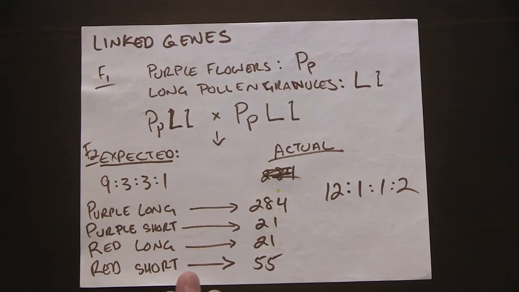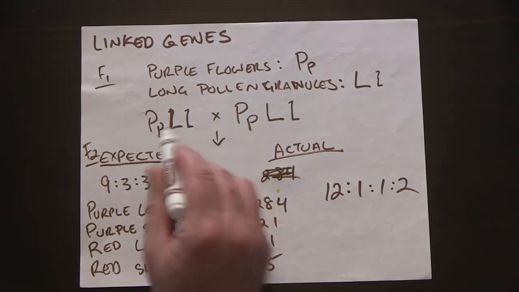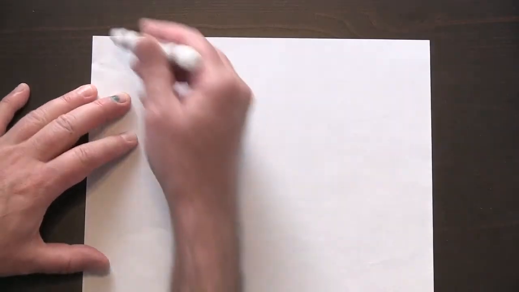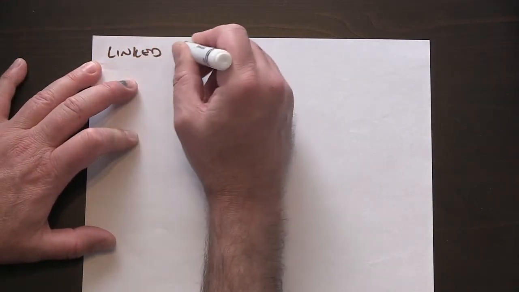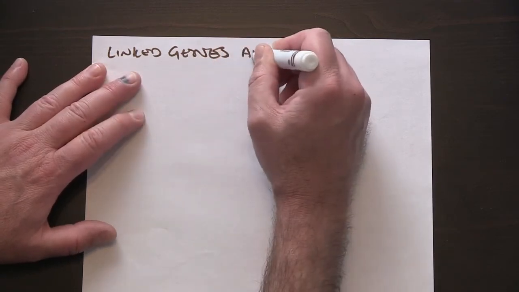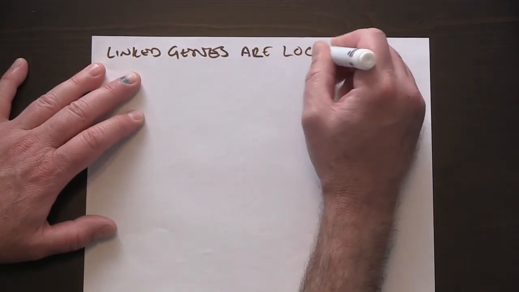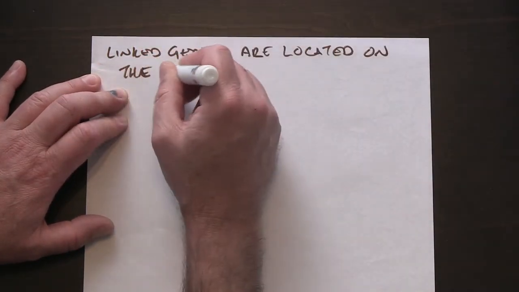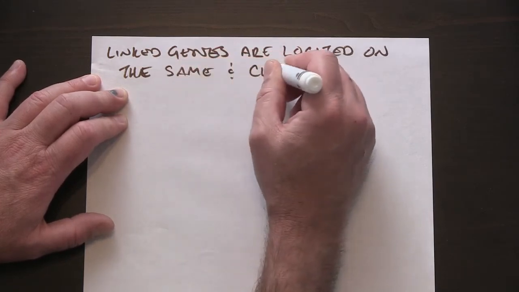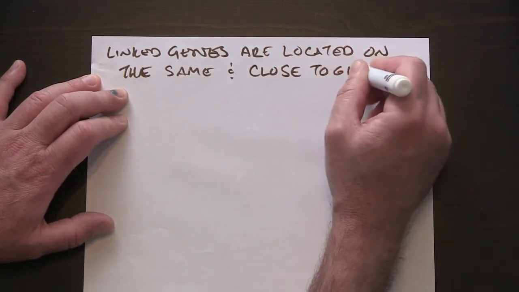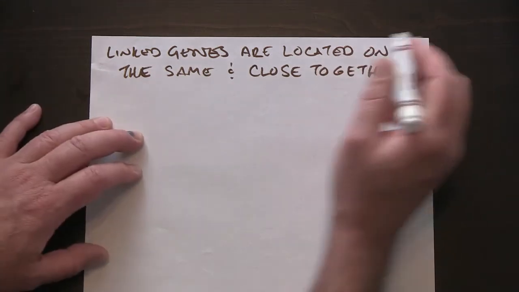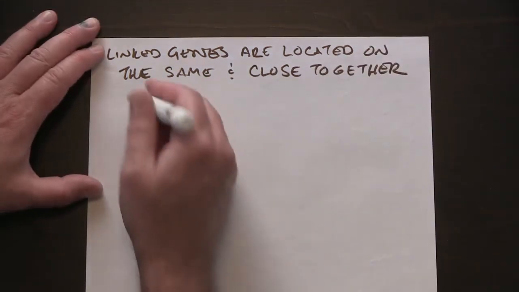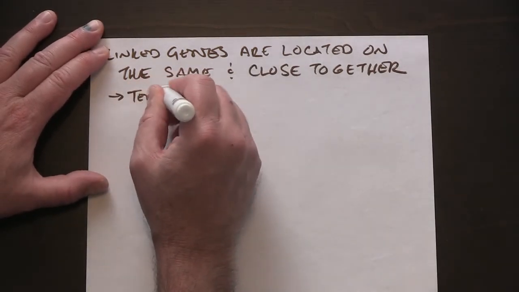So they had to come up with an idea, and what they found was that these two genes are actually linked to one another, and they're on the same chromosome. On the same chromosome and close together. So therefore, they tend to be inherited together.